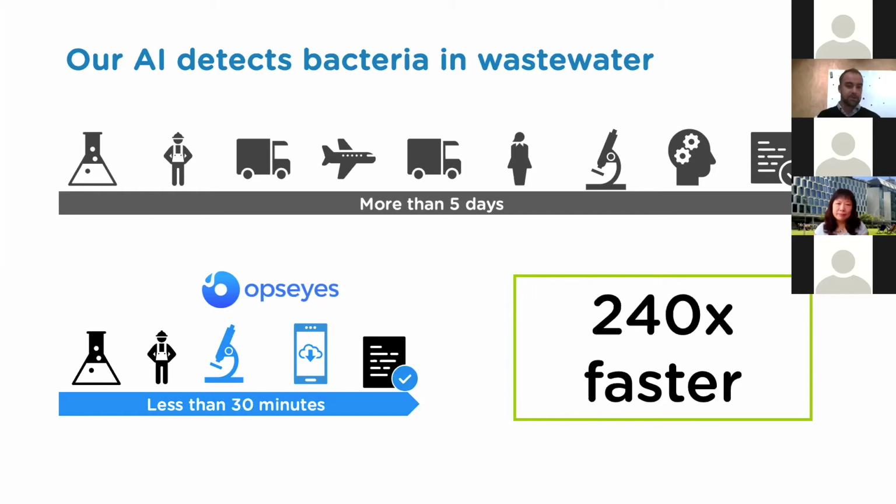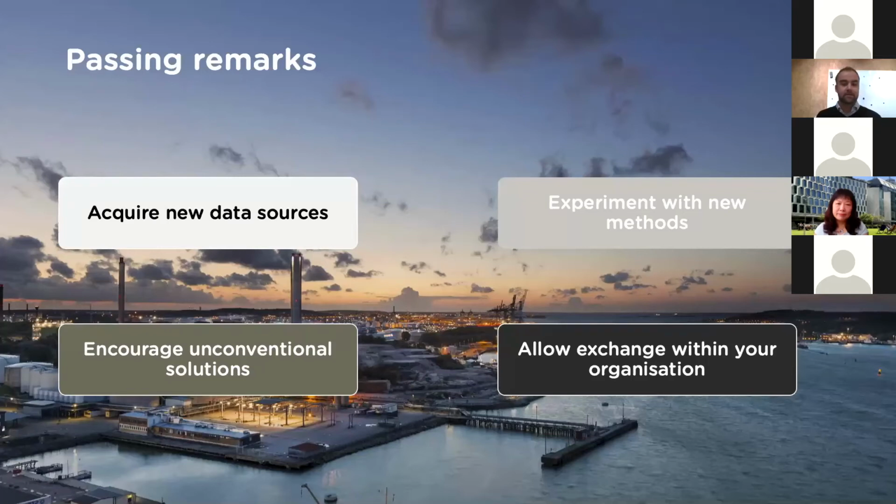With our tool that's called OpsEyes, now the process is much, much quicker. You can just upload images of the wastewater samples that you take with your smartphone through the microscope. There are several attachments that you get for free, and then you put the smartphone on the microscope, take some images, and the AI does the rest. So this is less than 30 minutes in total, which, if you want to do the math, is 240 times faster.